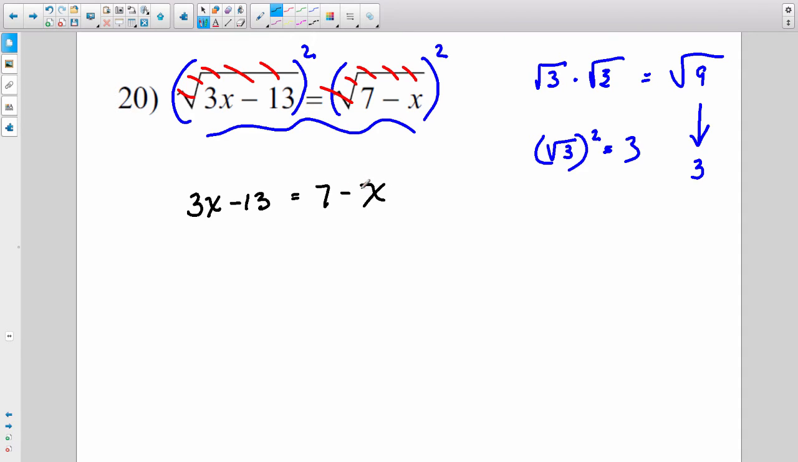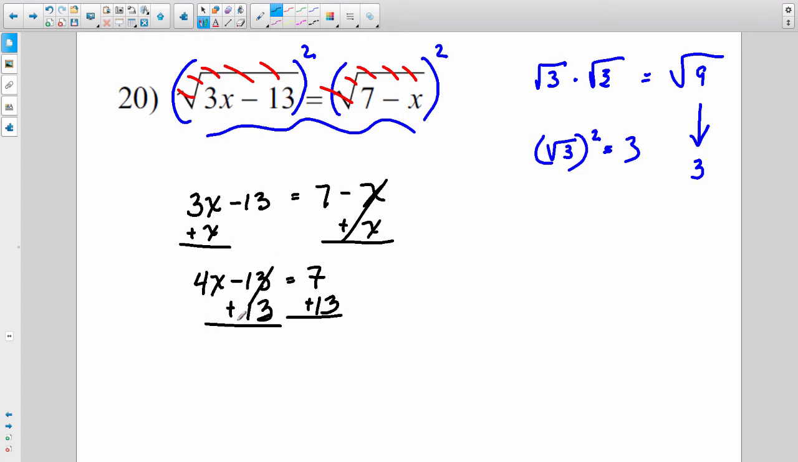So you have this really nice, simple equation. Okay, so now let's solve for x. I'm going to add x to both sides. I always like to keep the x's positive if possible. So this is a nice, positive 4x. Let's add 13. 4x is 20. X is 5.